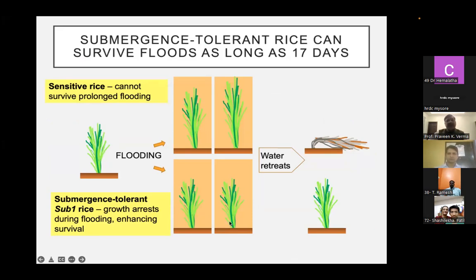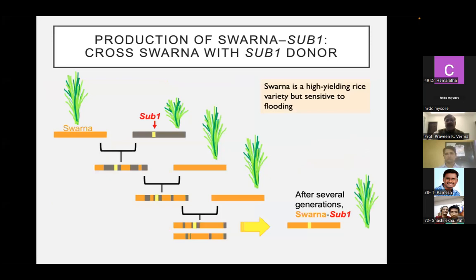There were two varieties of rice. One variety was susceptible to flooding. The other variety carried a gene we know, the sub-1 gene, which arrests growth during flooding but enhances growth after survival. So after 17, 18 days of flooding, when the water retreats, the susceptible variety will be dead, but the sub-1 or submergence tolerant variety will survive.